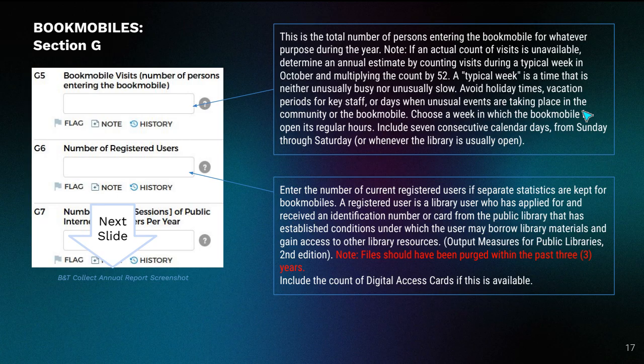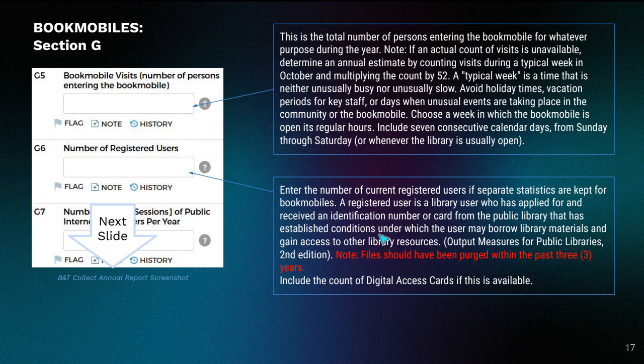Enter the number of current registered users if your bookmobile has separate statistics kept. Some of the bookmobiles do not have separate statistics counted. They're counted at the branch level or the main library level. And so then you put a 0 in there. So you don't want to duplicate your registered users. If you have them counted at the branch or the main library, then you don't want to also count them in the bookmobile. That gives a false high number there.